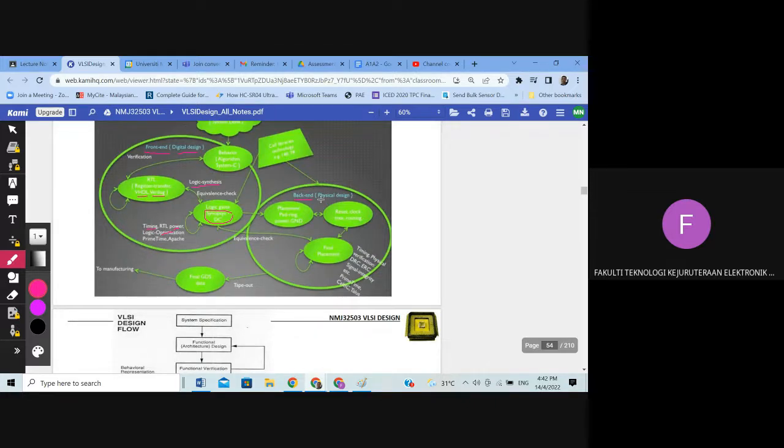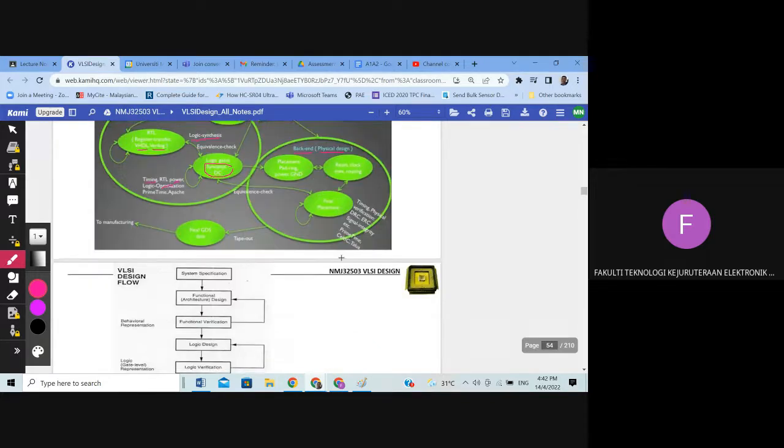For this course, we will focus more on the back-end part of the design, or simply we call it physical design. We will see floor planning and placement, and we will see the final placement and so on, on the chip, until we get the final chip before we go for the manufacturing process. We call it GDS.